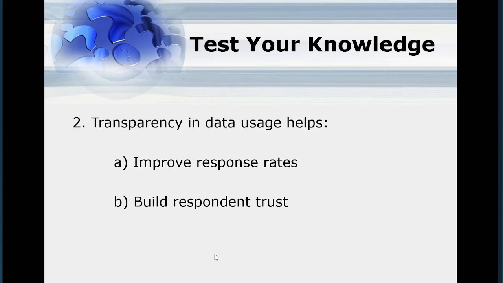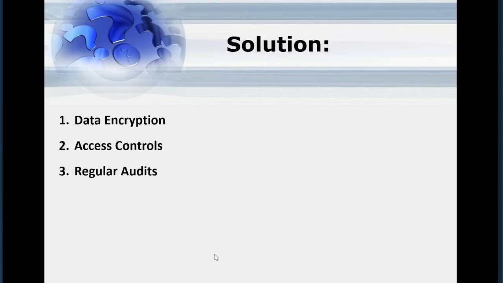List 3 strategies to protect sensitive survey data. You can go for data encryption. That is, you can use encryption for both stored and transmitted data. You can use access controls. You can limit access to authorized researchers only. Then you can go for regular audits. You can conduct periodic audits to verify data security. Protecting sensitive data maintains ethical standards and safeguards participant information.